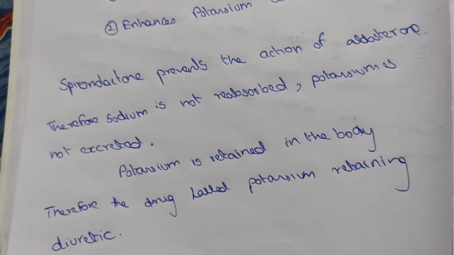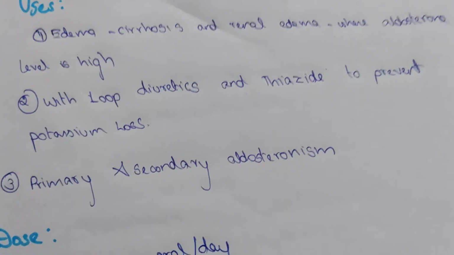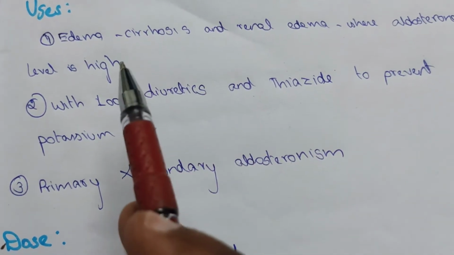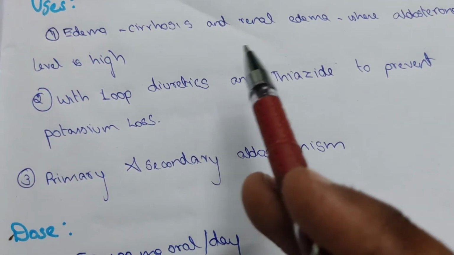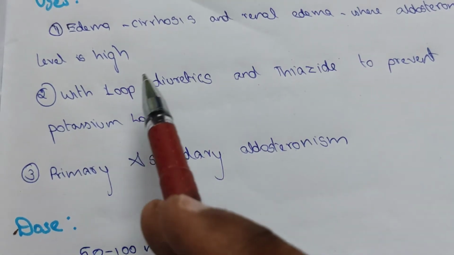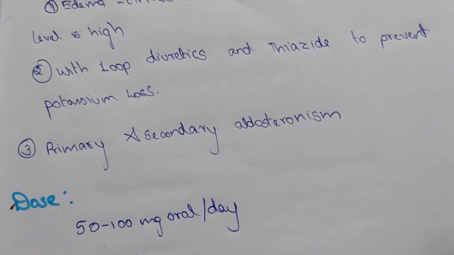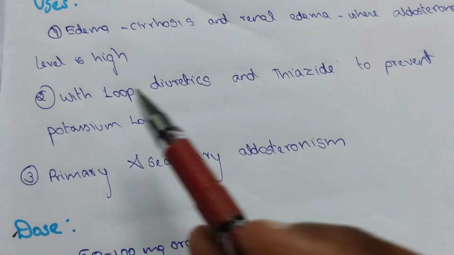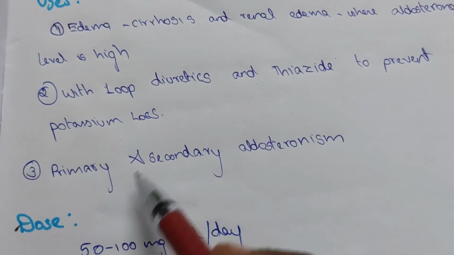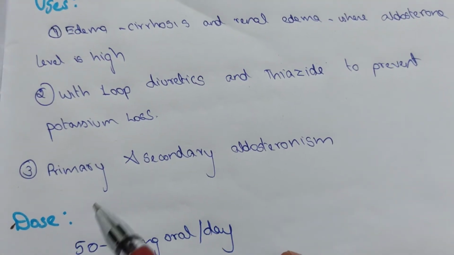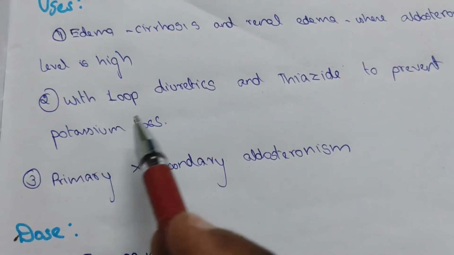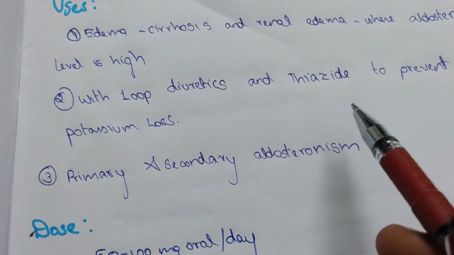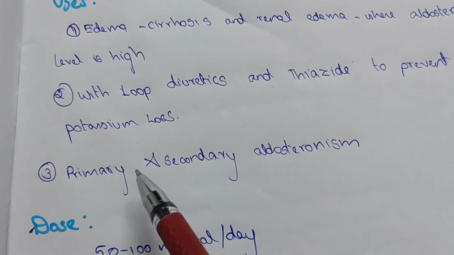Now we will see the uses. Spironolactone and amiloride are used in edema, cirrhosis and renal edema where the aldosterone level is high. When there is a higher aldosterone level, there is more reabsorption of sodium. So in conditions like edema, we should reduce that, so these drugs are given. They are given to patients along with loop diuretics and thiazide diuretics to prevent the potassium loss.